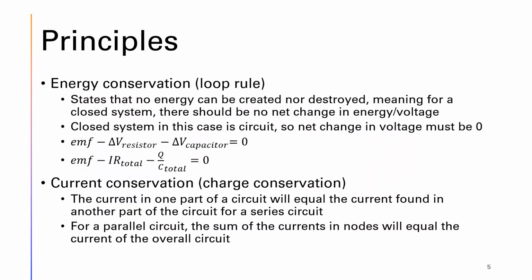The first principle I used is energy conservation, also known as the loop rule, which states that no energy can be created nor destroyed, meaning for a closed system, there should be no net change in energy or voltage. The closed system in this case is the circuit, so the net change in voltage must be zero.